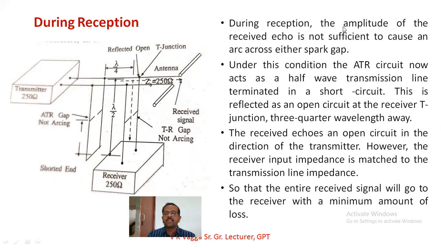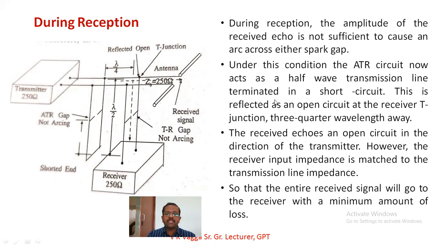During reception, the amplitude of the received echo is not sufficient to cause an arc across either of the spark gaps. So it can be assumed to be open. Under this condition, the ATR circuit now acts as a half transmission line. The existing upper part is equal to lambda by 4. The lower part is also lambda by 4, and if these are combined, it is equal to lambda by 2, a half-wave transmission line.